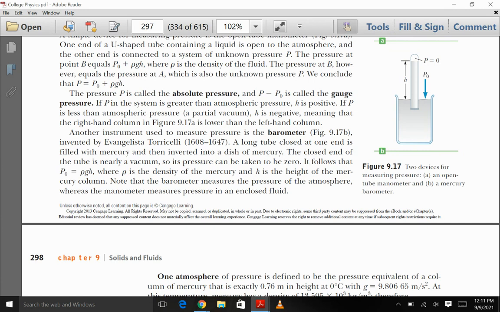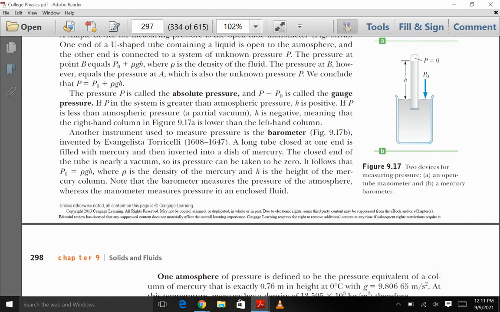Now, why is it a vacuum? Because it's almost a vacuum, and you know that if it's a vacuum, there is no air. If there's no air, then there's no pressure, right? So we know that our absolute pressure is equal to atmospheric pressure plus ρgh, right? Or density times gravity times height. Now we know that our absolute pressure is what? Our absolute pressure is zero.